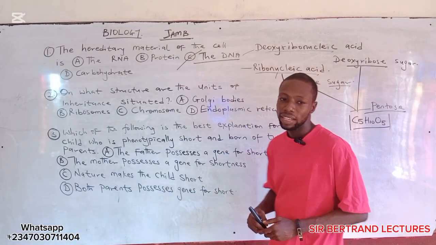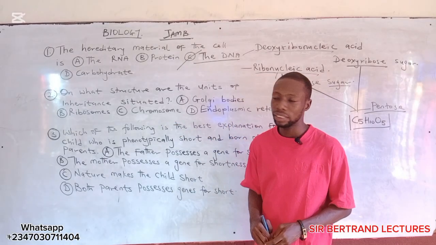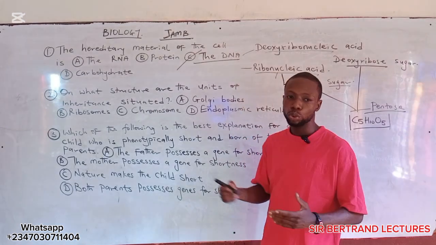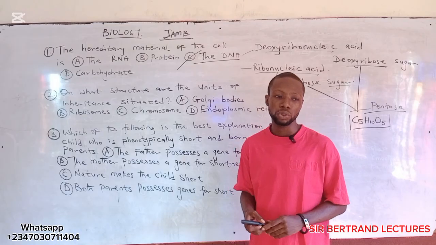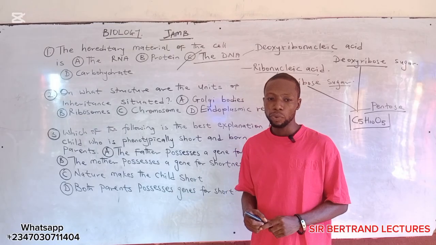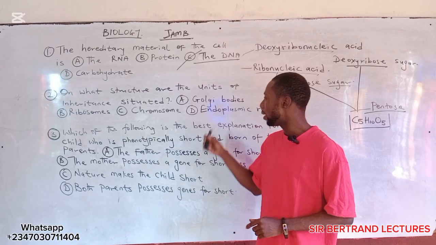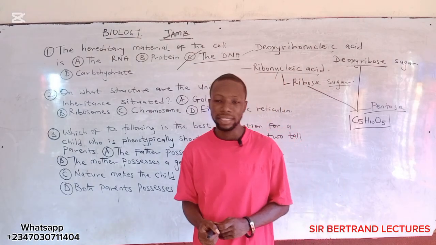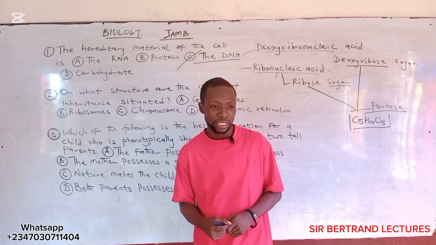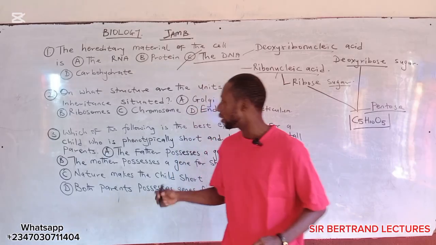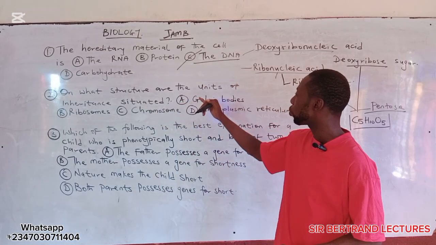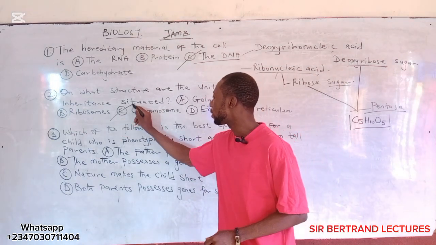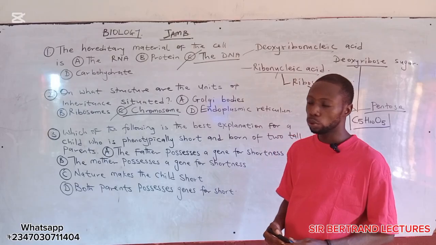Endoplasmic reticulum here can produce enzymes and protein. And we have two types, which are rough and smooth. Smooth is responsible for the detoxification of drugs. And this smooth endoplasmic reticulum is located mainly in the cells of the liver. That is where they are more concentrated. Then on which structure are the units of inheritance situated? The answer is option C, chromosome.